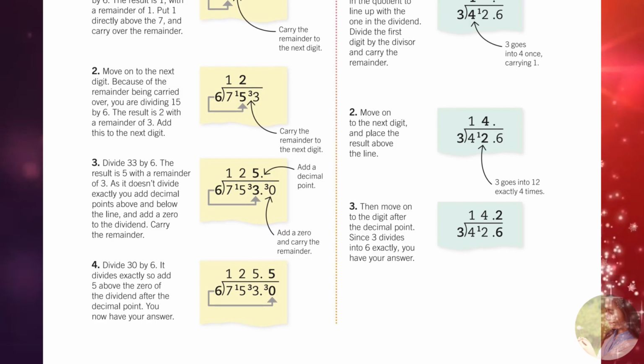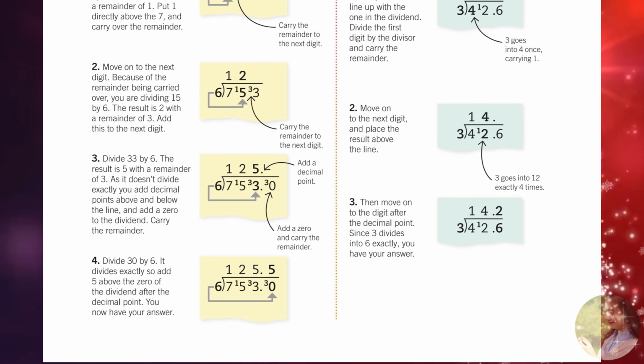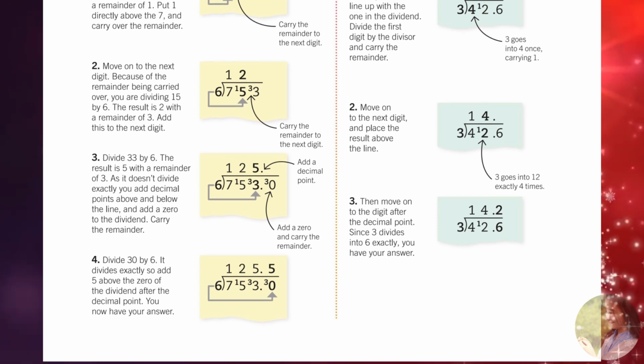4. Divide 30 by 6. It divides exactly, so add 5 above the 0 of the dividend after the decimal point. You now have your answer.